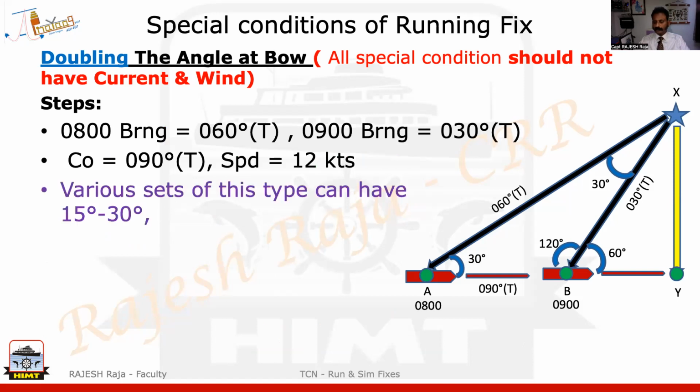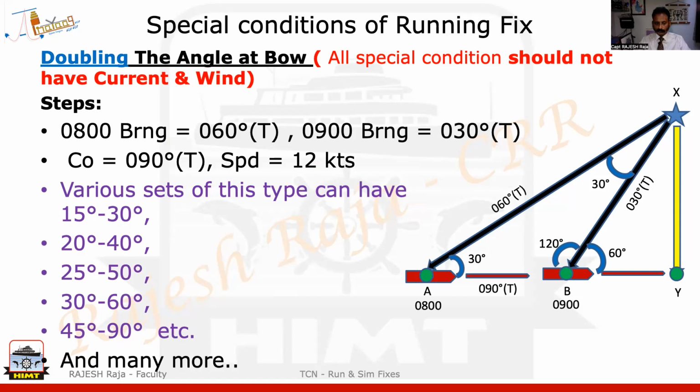Now, the same question can be given in various sets of angles. As long as I double the angle, I satisfy this condition. So I've given you one set as 15 and 30. So Alpha could be 15 degrees and Bravo, the bow angle, could be 30. It could be 20, 40, could be 25, 50, 30, 60, and 45, 90, etc. If you ask me, there are unlimited combinations you can do if you want. It can be 22, 42 also. So it can be 33, 66 also. All of them will satisfy this doubling of angle because they will be forming an isosceles triangle.